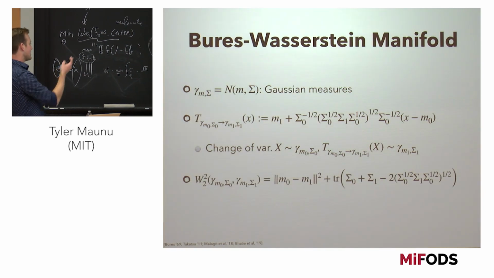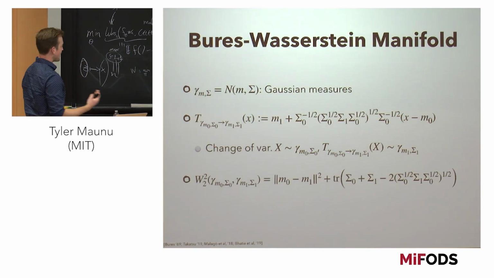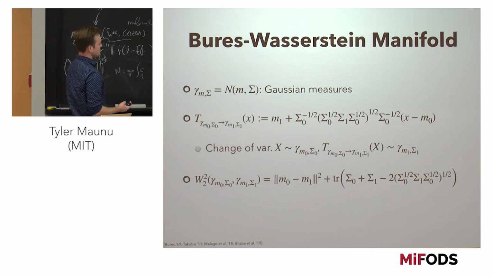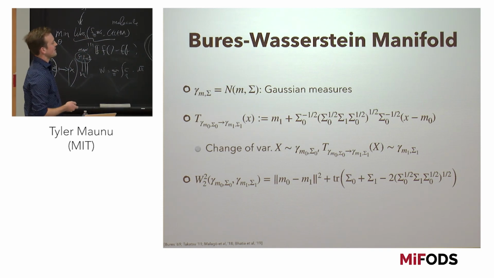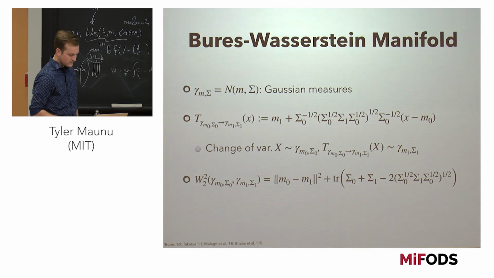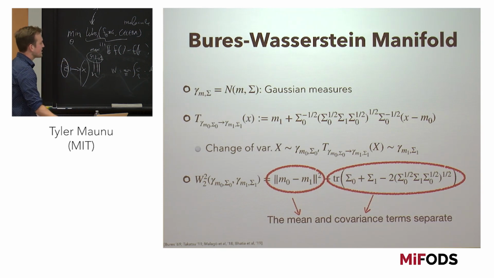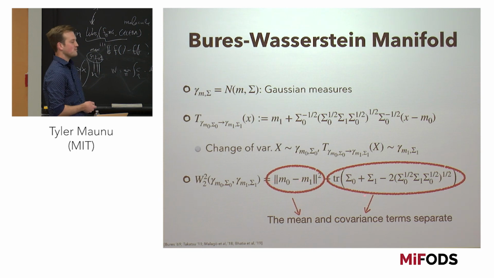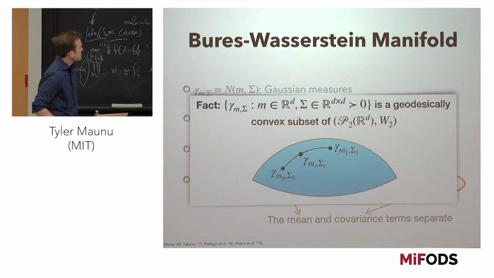OK, and with this, you can write down your formula for the Wasserstein distance over Gaussian measures, and it's just given by this formula. So I have the distance between the means and some term involving the covariance matrices of the initial measure and the measure that I'm transporting to. And you see, this is kind of nice. The mean and covariance terms separate. So I can think about transporting with respect to the mean separately from with respect to the covariance matrices.